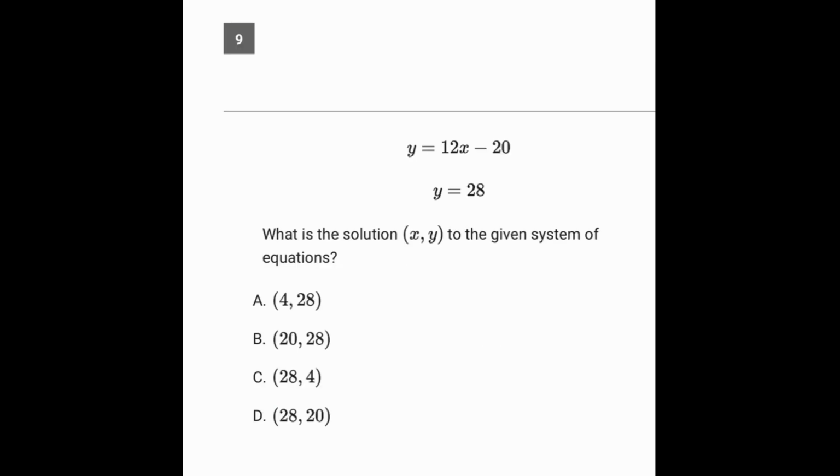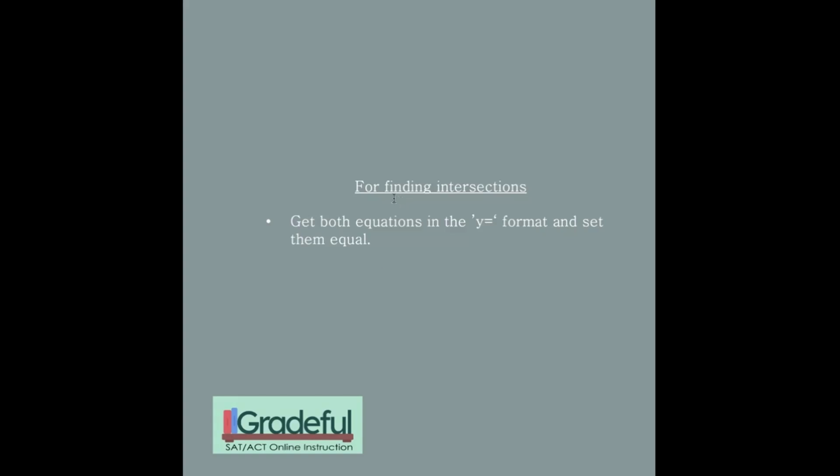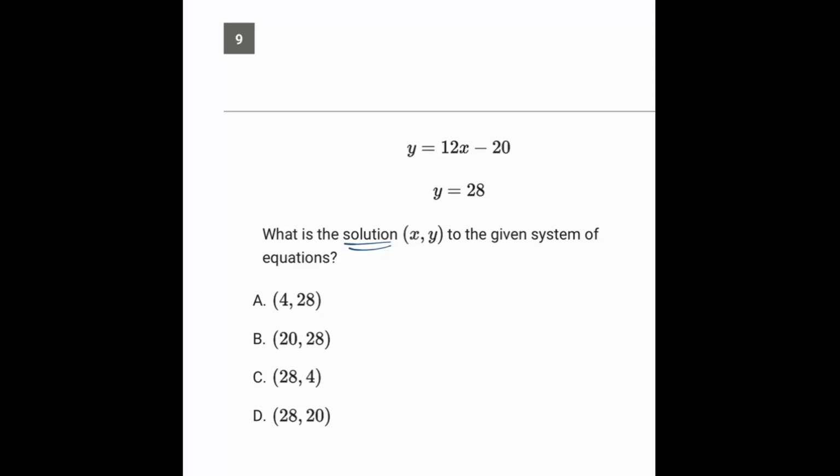Now going over to question number 9. Here, we're being asked for the solution, which, as we've said, means a lot of different things in different situations. But here, we can take advantage of the idea that this is really an intersection. And to find an intersection, you want to get both equations in the y equals format and set them equal. And that's essentially what the solution is. If you have multiple functions, it's the intersection.